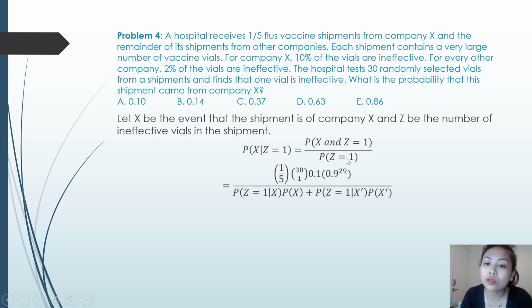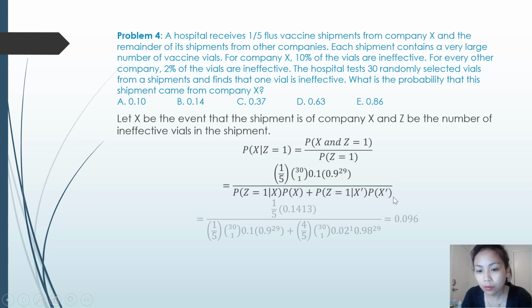And the probability of Z equals 1 comes from the total probability formula. We have the probability of Z equals 1 given X times the probability of X, plus the probability of Z equals 1 given X prime times the probability of X prime. So the answer is 0.096. So that's problem number 4.